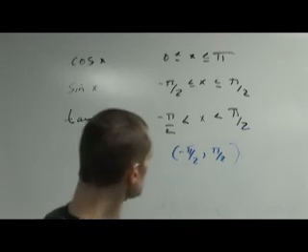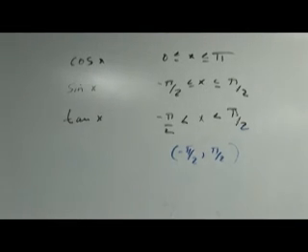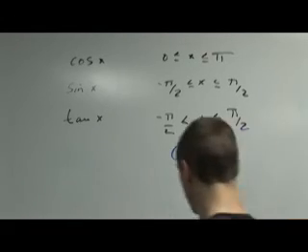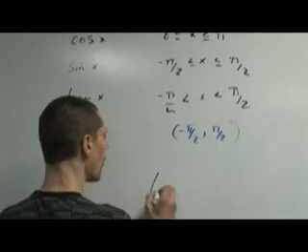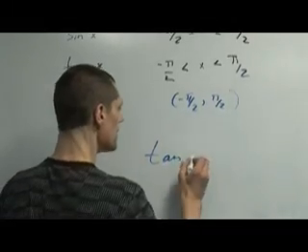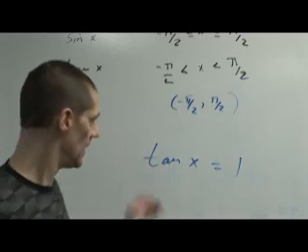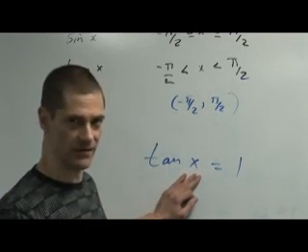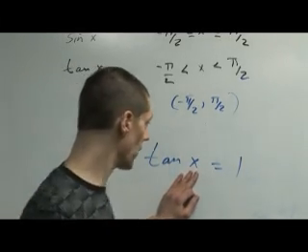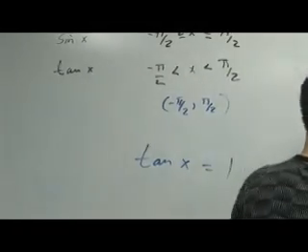So let's see what the solutions are to this. And now I'm just going to pick one that I know. Hopefully everybody knows this one, or if you don't, you'll get it pretty soon. Suppose tangent x is equal to 1. For what values of x is this? Well, I know that this is 45 degrees, right? And that's pi over 4. So let's take a look at this.